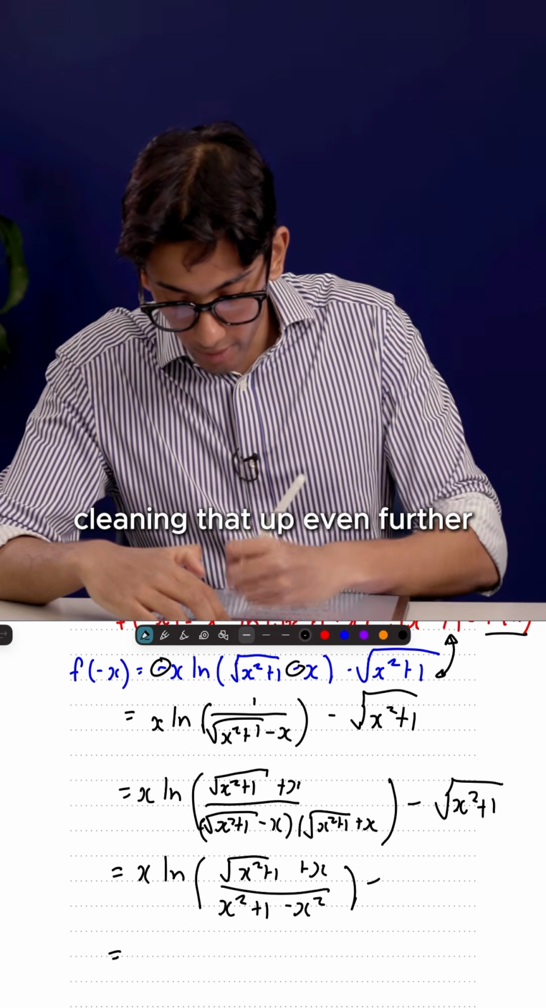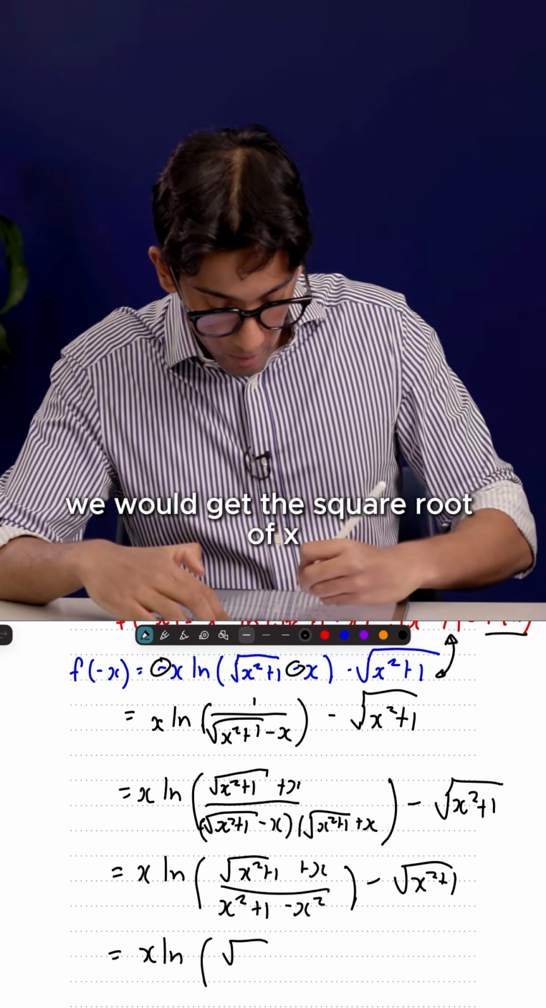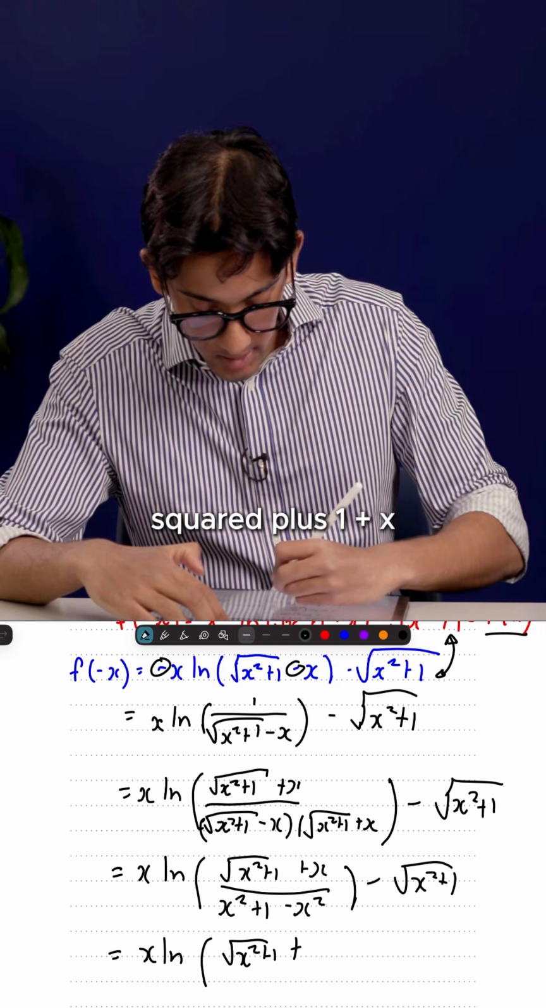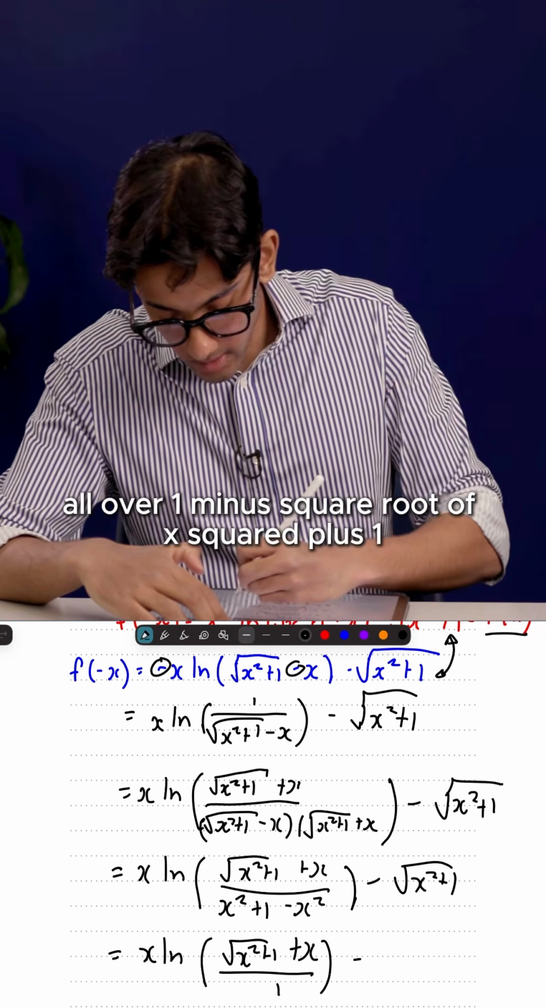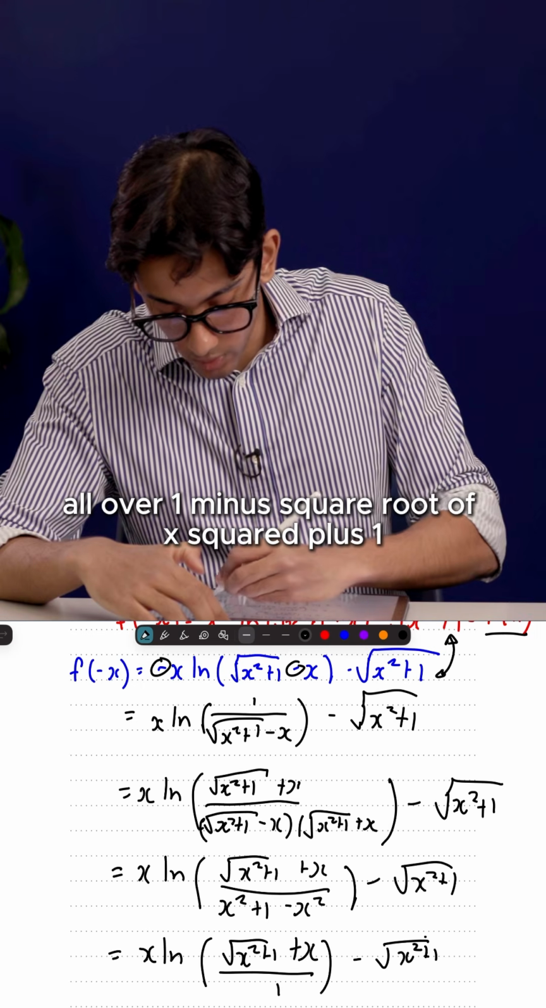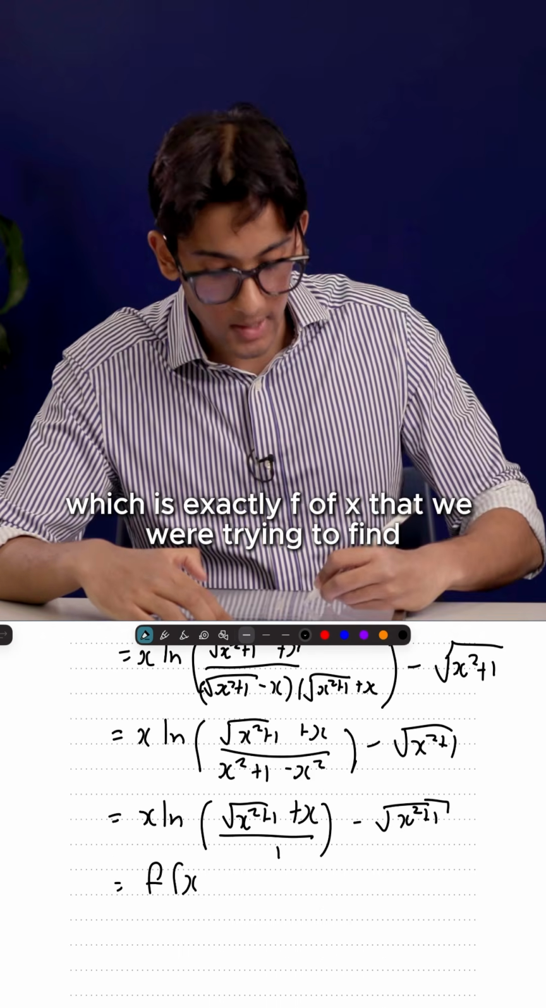Cleaning that up even further, we would get the square root of x squared plus 1 plus x all over 1, minus the square root of x squared plus 1, which is exactly f of x that we were trying to find.